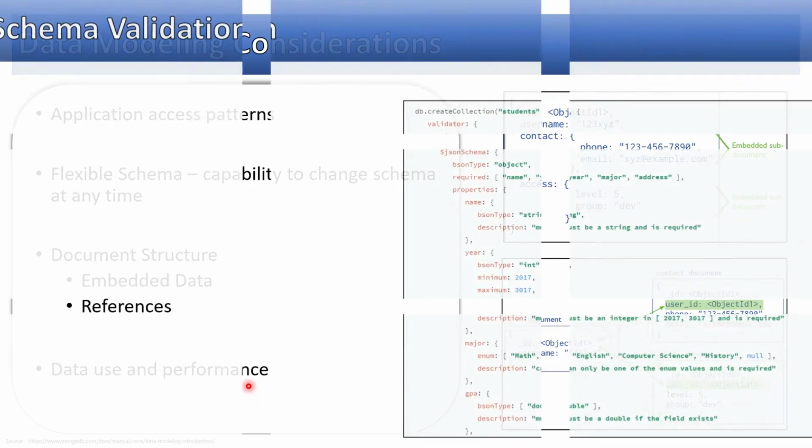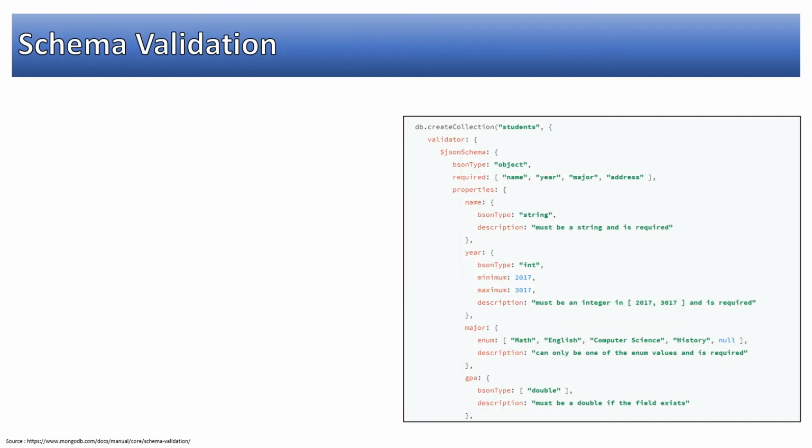So days have gone when schema validation was not possible in NoSQL databases. MongoDB has come a long way when it comes to validation of schema. We can enforce schema validation, like if we want to have, let us say, a string in one field, and we want that field to be mandatory, that field must have an entry, we can make that field required also.